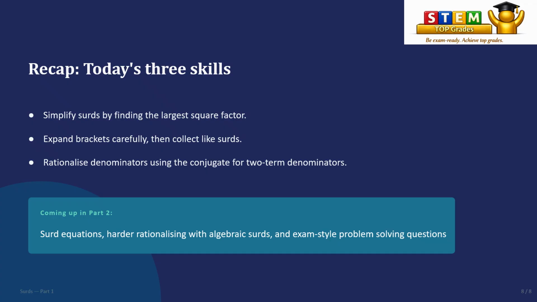What we've got on the next video are surd equations, harder rationalizing with algebraic surds, and exam-style problem-solving questions.